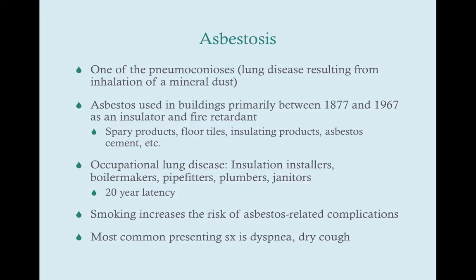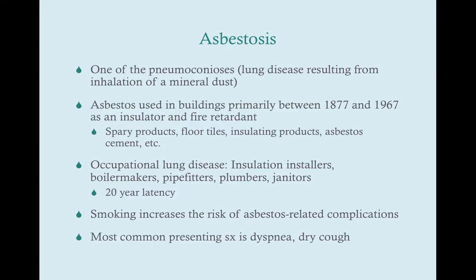What I should say is we hope we won't see it as frequently as we did. So some of the things that asbestos is used in are spray products, floor tiles, insulating products, and then there's a cement that contains asbestos. It is, like all these things we're going to talk about today, an occupational lung disease. Primarily the people that are going to be most exposed are insulation installers, boiler makers, pipe fitters, plumbers, and janitors. And that makes sense because they work around parts of the building that are exposed.